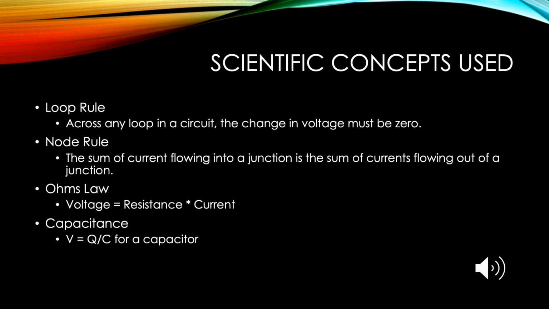We used the loop rule, which means that across any loop in a circuit, the change in voltage must be 0 overall. The node rule, which claims that the sum of the current flowing into a junction must equal the sum of the current flowing out of that same junction, such as when the current splits into 2 wires. Ohm's law, which requires that voltage equals the resistance times the current in a circuit, as well as capacitance, which claims that the voltage must equal the charge over the capacitance for a capacitor.